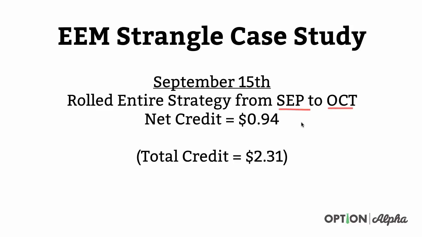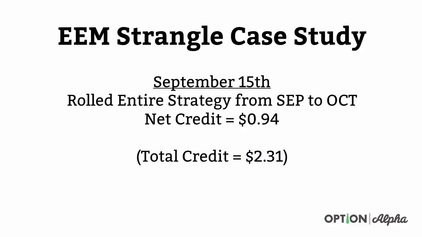Again, all we're trying to do here is maintain the position that we have. If we can roll and extend the trading timeline for a credit, that's what we're going to do. We're going to give ourselves a shot at making some money later on. So we rolled the entire position from September out to the October expiration for a net credit of $94. Now, again, we add this to our rolling credit that we have, so we've got a total credit that we're working with now of $2.31.